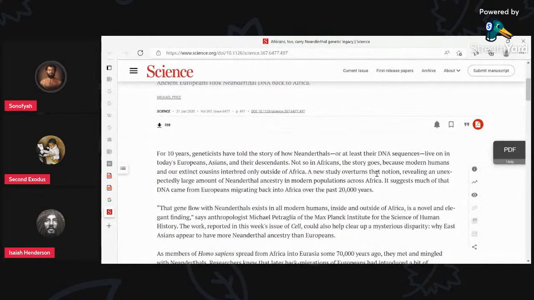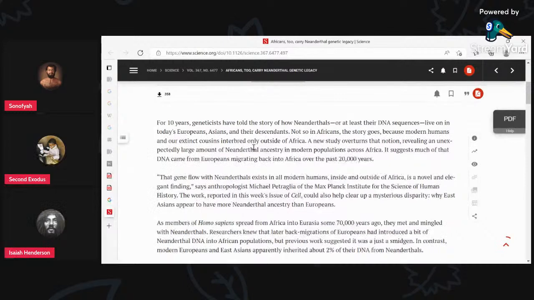A new study overturns that notion, revealing an unexpectedly large amount of Neanderthal admixture in modern populations across Africa. All right? It suggests much of that DNA came from Europeans migrating back into Africa over the past 20,000 years. All right? This can be facts. We know haplogroup J back migrated. We know haplogroup R back migrated. We know haplogroup T is in Africa as well. And again, I just gave a scenario about it back migrating or coming in with those E lineages as well. It says that gene flow from Neanderthals exists in all modern humans inside and outside of Africa. So it exists inside and outside of Africa.